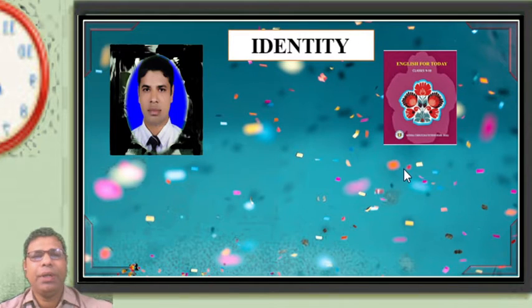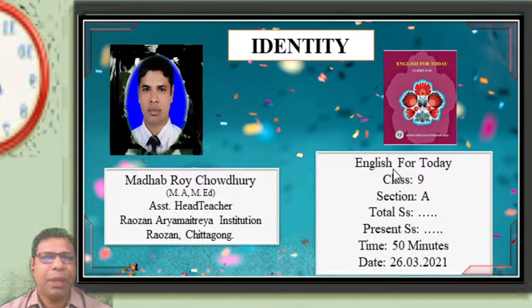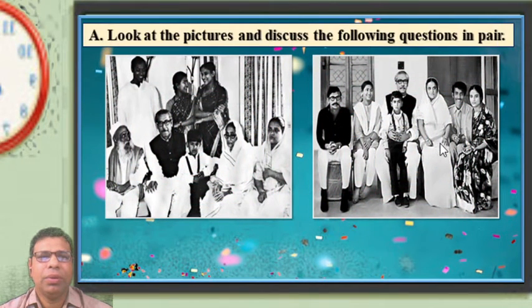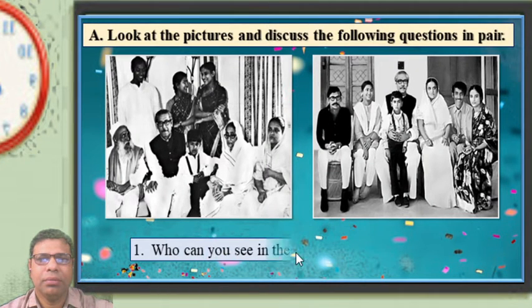As you know, this is identity. So, dear students, look at the pictures and discuss the following questions in pairs. So, first question is, who can you see in the pictures, dear students?